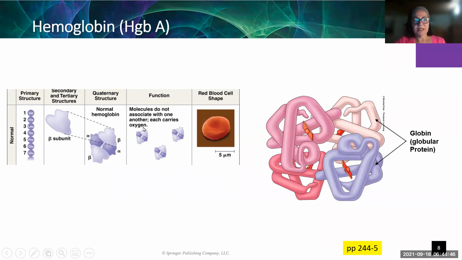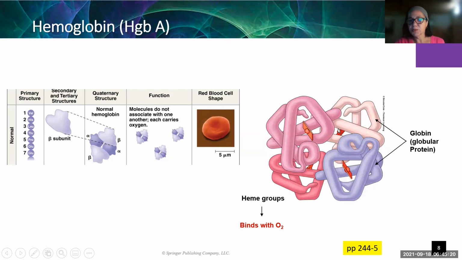When it works right, you have a whole bunch of alpha and beta chains put together. These are the full hemoglobin molecules, and they kind of float past each other. If you can picture balls in a ball pit, they're touching each other, but they're not actually attached to each other. They're just passing by, floating around inside this famous biconcave disc, the red blood cell. This stuff, again, is covered on pages 244 and 245.